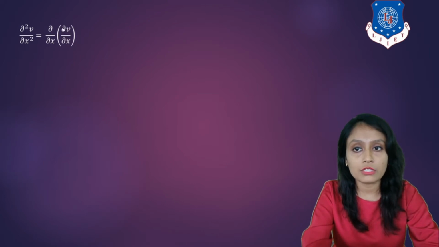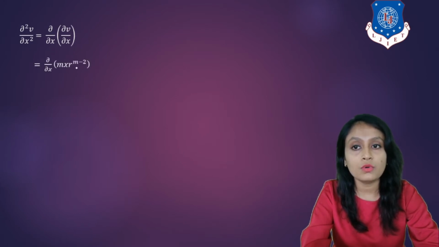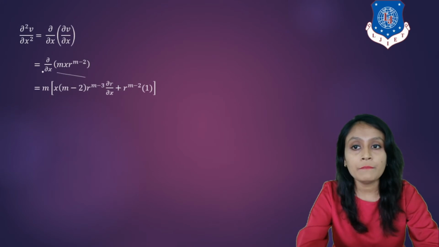Next, we have to find del square v by del x square. So this is del by del x of del v by del x. Now we know the answer of del v by del x, that is m x into r raised to m minus 2, and we have to differentiate this with respect to x. So m is constant, so it is outside. Here we have to apply the uv rule. Consider this x as u and this r raised to m minus 2 as v.